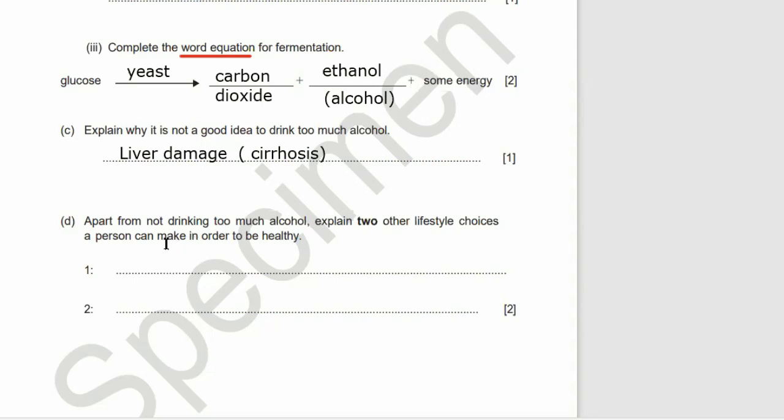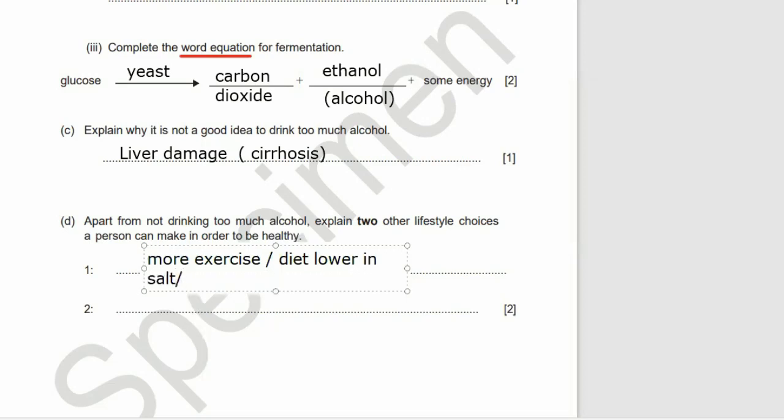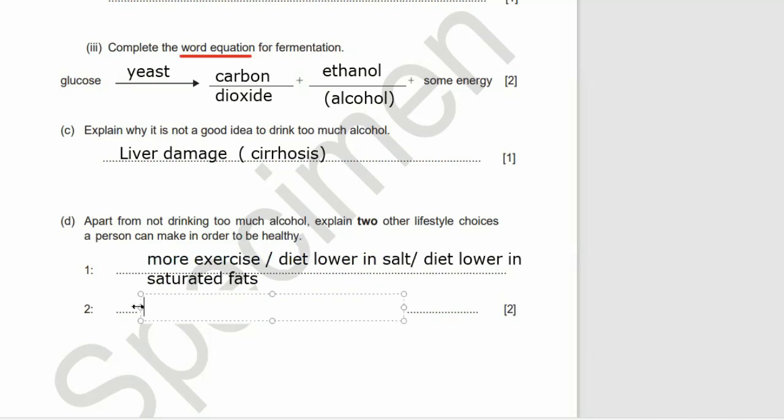Apart from not drinking too much alcohol, what 2 other lifestyle choices can a person make in order to be healthy? So you can increase your exercise, so more exercise. A diet lower in salt. Diet lower in saturated fats. Now, some fats are really, really good for us, so a diet lower in saturated fats would be good. More exercise, a diet lower in salts, not smoking tobacco or cigarettes. There's lots and lots of other things we could do.